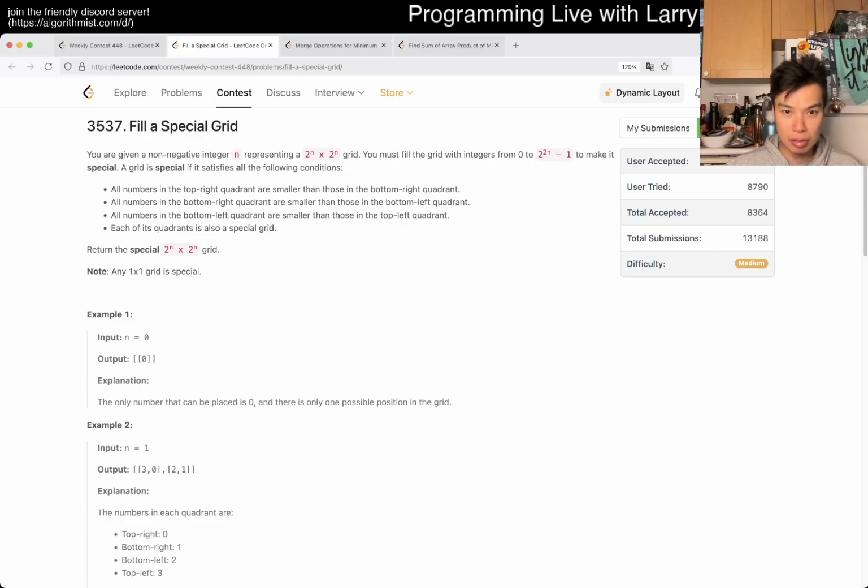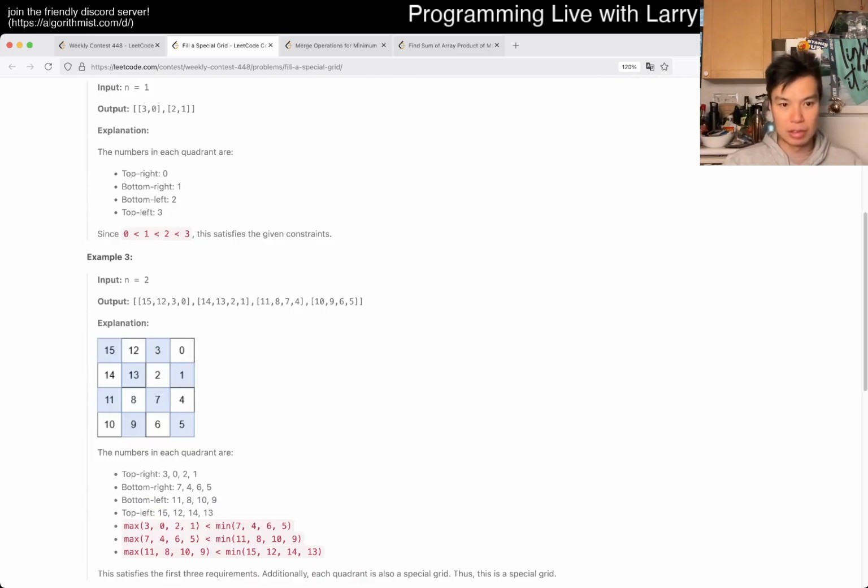Oh, and it's recursive. Okay, so top right, it's going to be the smallest. Bottom right is the second smallest. Bottom left is the third smallest, and then top right. Okay, so 1, 2, 3, 4. Okay. Yeah. Okay. So there's gonna be a million.